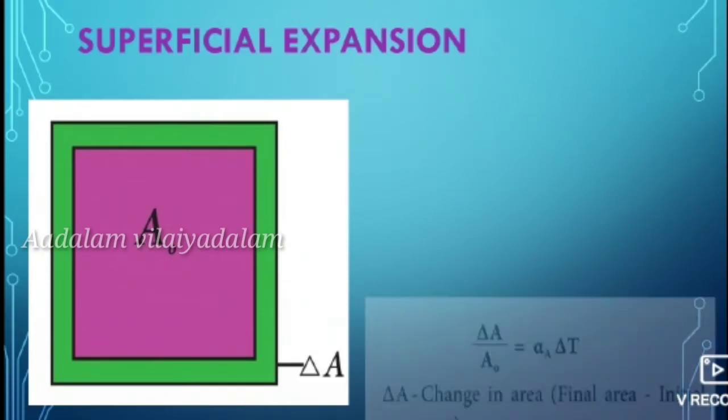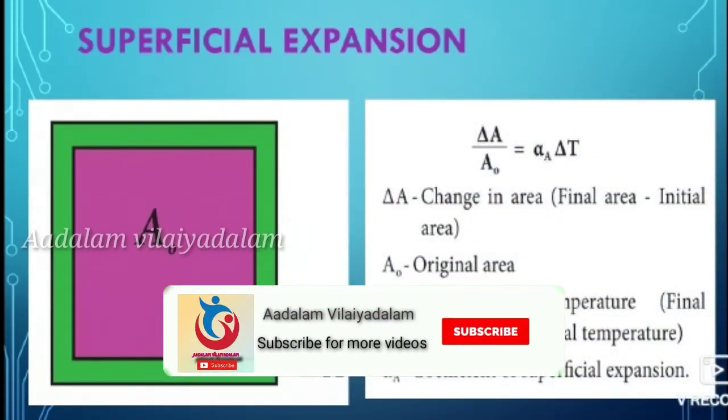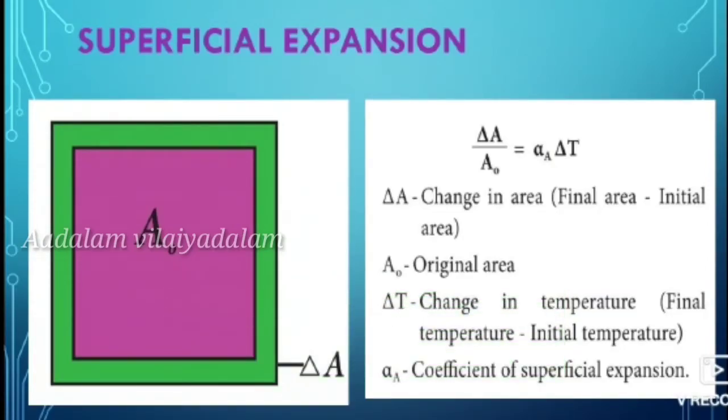It is calculated by delta A by A naught is equal to alpha A into delta T. Here delta A is change in area, which is calculated by final area minus initial area, and A naught is the original or initial area. Delta T is the change in temperature, which is calculated by final minus initial temperature, and alpha A is the coefficient of superficial expansion.